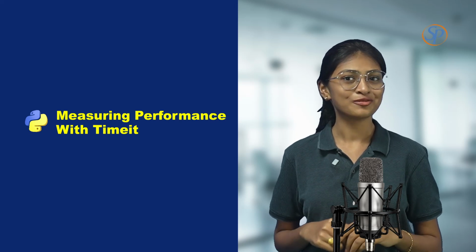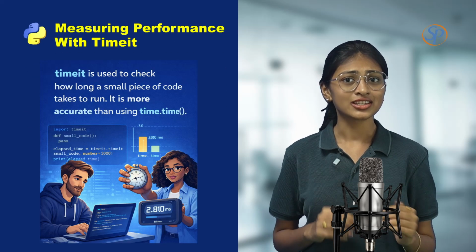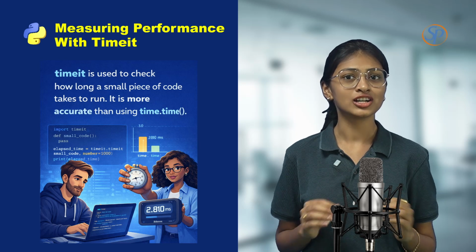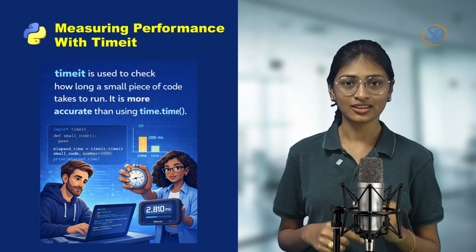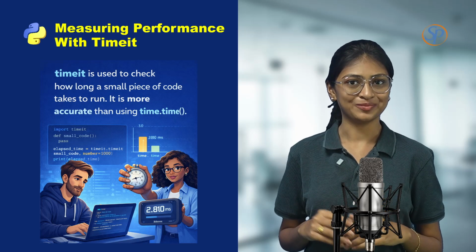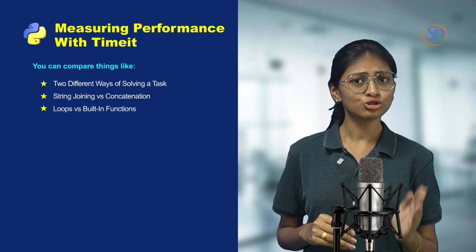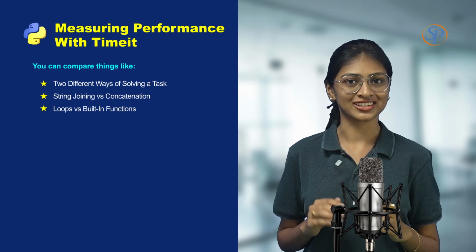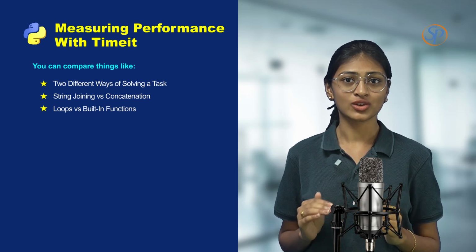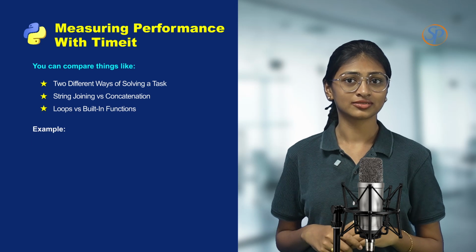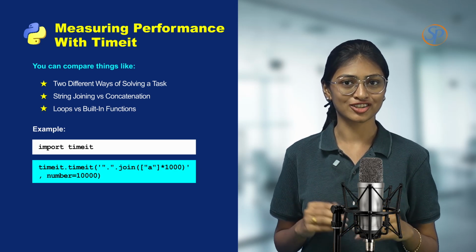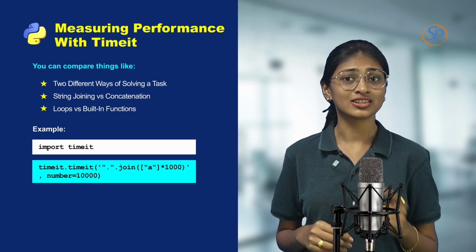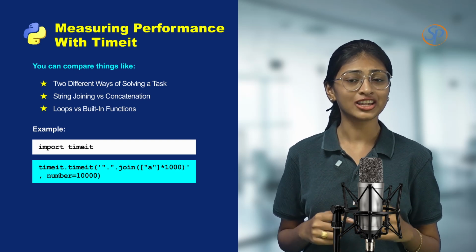Measuring performance with Timeit. Timeit is used to check how long a small piece of code takes to run. It is more accurate than using time.time. You can compare two different ways of doing something: string joining versus concatenation, or code that loops versus code that uses built-in functions. You can run Timeit for Python from the command line.